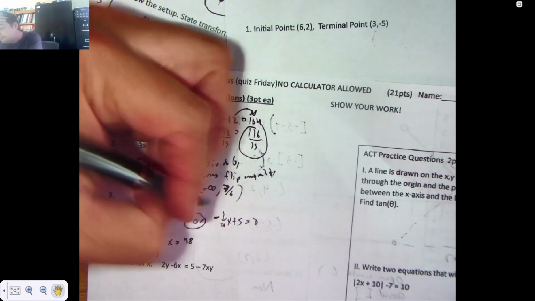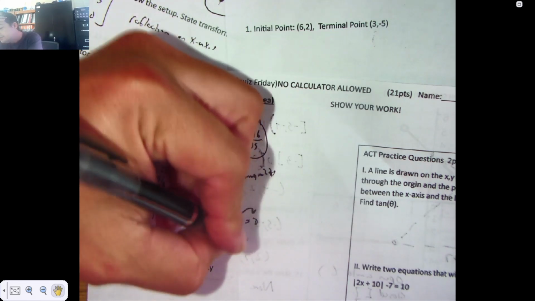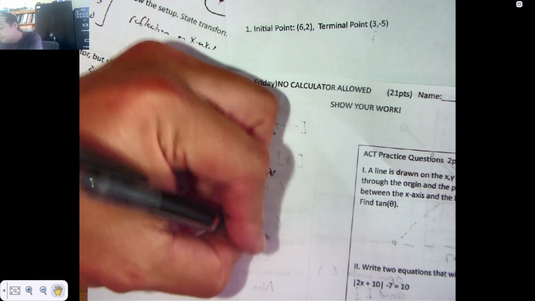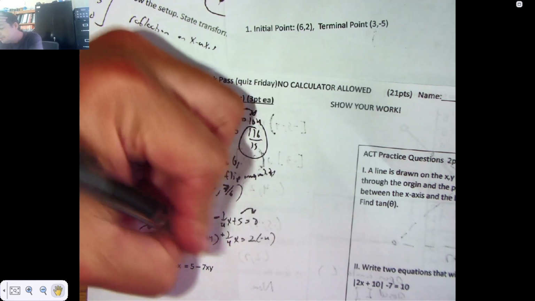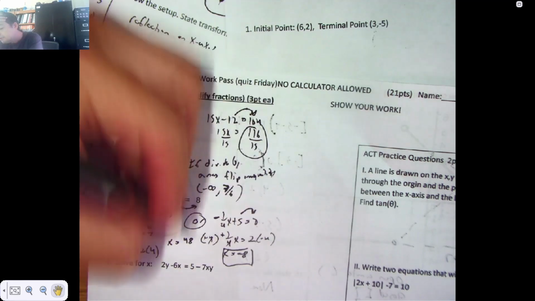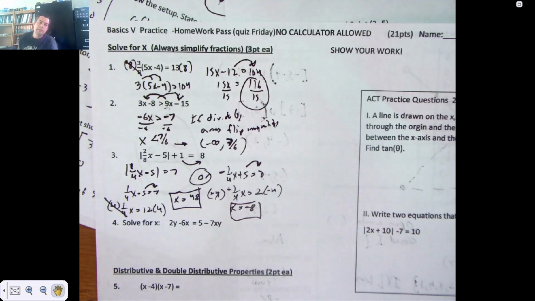Or, there's this guy. I subtract 5. A quarter x is 2. And I'm going to multiply both sides by a negative 4. That cancels out the negatives, cancel out the 4s. X is negative 8. So, 2 answers. Either 48 or negative 8.